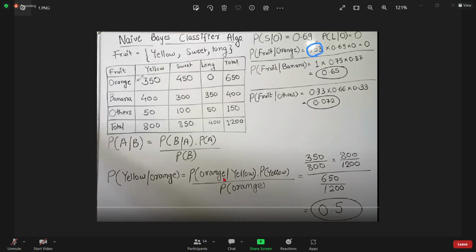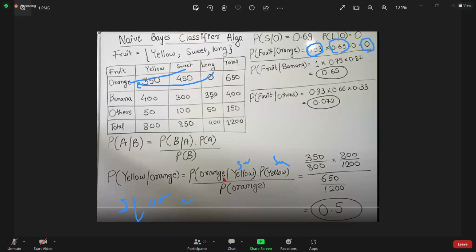Can we compute sweet with respect to orange? How to compute? Just change it in terms of yellow, just apply sweet. When you solve this, you get output as 0.69. Along with respect to orange, multiplying everything gives zero. So fruit with respect to orange, I got my output as zero.